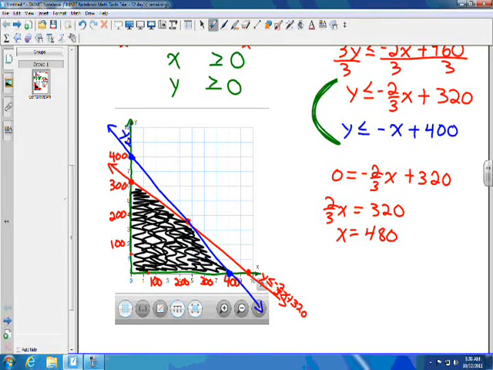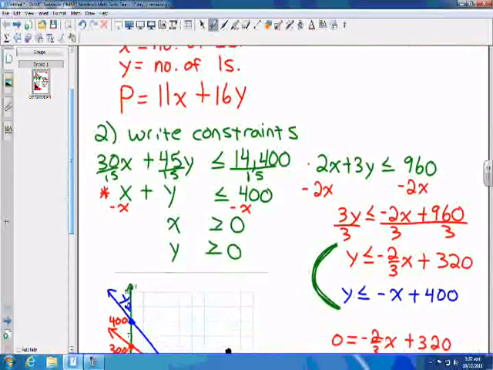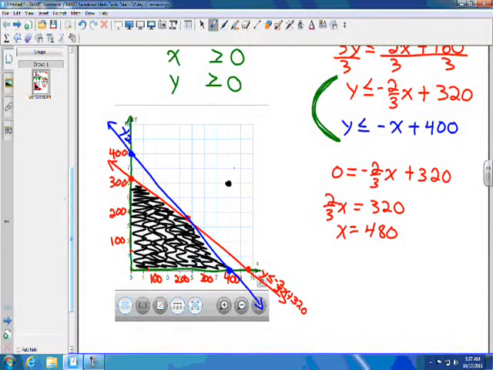So we graphed our lines and shaded our feasible region. That's where all the possible solutions are. So we chose a point up here. That point right there would say that we're making 400 short sleeve and 300 long sleeve. And you don't have to write this down. I'm just kind of showing you what we're doing.